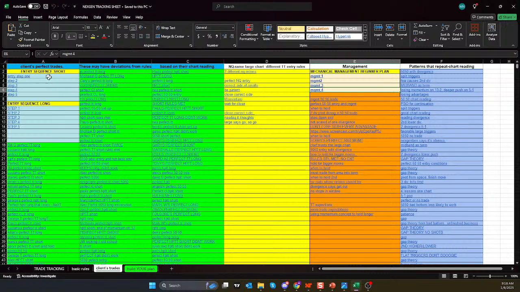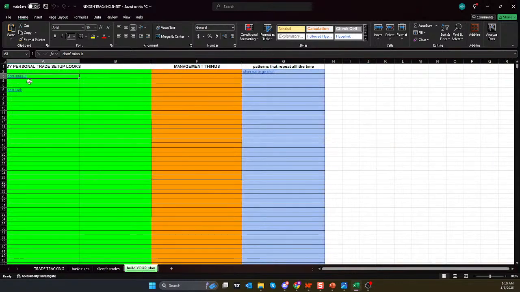I've got the high probability trend trade entry sequence for long and short. I've got management ideas. I've got patterns that repeat themselves, because once you're a chart reader, once you're like, man, look at that momentum, that path is clear, there's my entry, holy crap, this is easy, other stuff begins to jump off the page. You start to see things that build your trading plan, that make you a more confident, a more proficient trader. So your job is to go to the Build Your Plan tab.